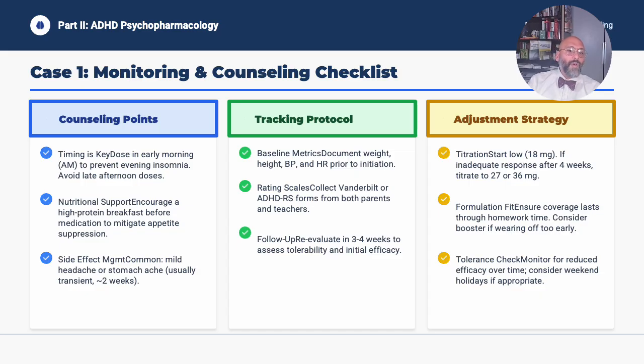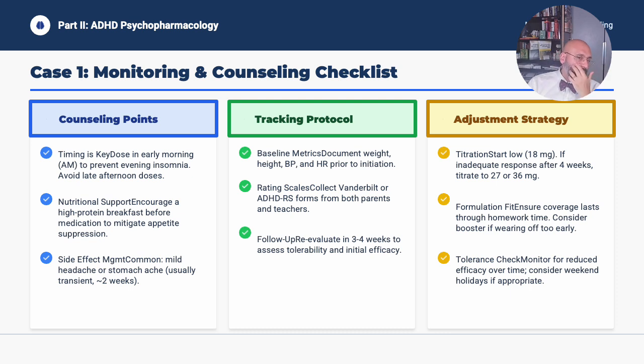The middle column is the tracking protocol. So before starting, you document baseline weight, height, blood pressure, and heart rate. And then you want to look at rating scales. So you collect these scales from the parents and the teachers, because ADHD is a contextual disorder. If it's only better at home or only better at school, you're not dealing with ADHD, you're missing something else. There's some environmental dynamic thing. And then also follow-up timing. You want to reevaluate in 3 to 4 weeks, and that's long enough to assess tolerability and early efficacy, but short enough to adjust before utter frustration sets in.